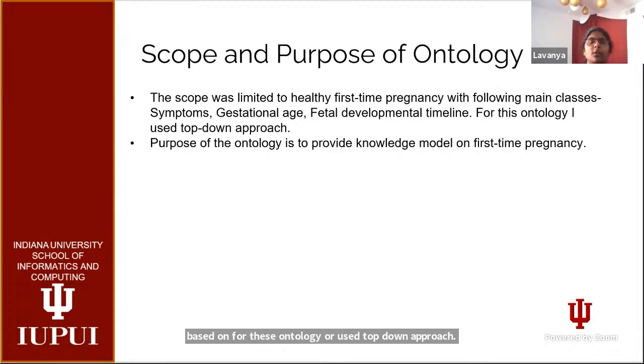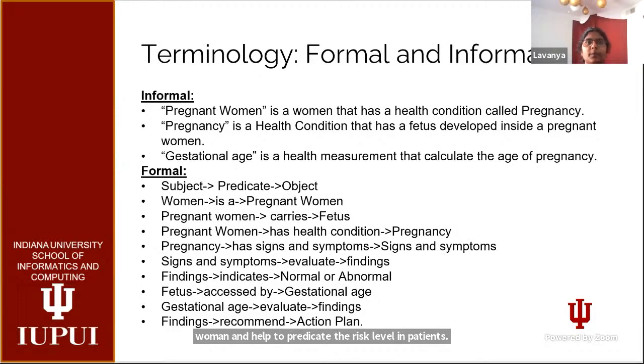So what is the top-down approach? The top-down approach uses a top-level or foundation ontology framework. It is non-domain specific and consists of general or common terms such as object, property, and relations across them. This structure offers semantic interoperability, that is, the ability of computer systems to exchange data with unambiguous shared meaning. The purpose of the ontology is to provide a knowledge model to first-time pregnant women and help to predict the risk level in patients.